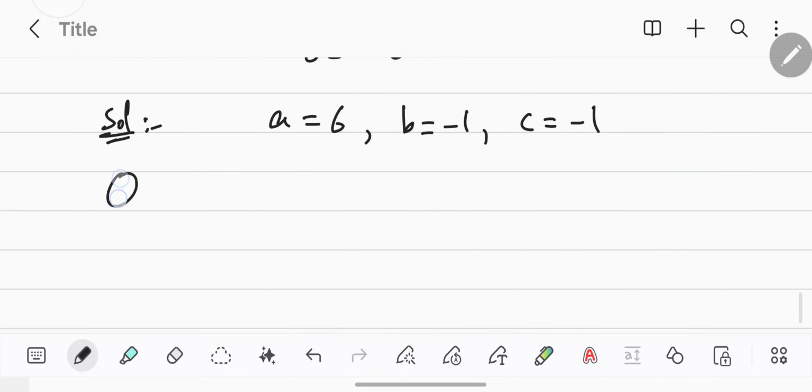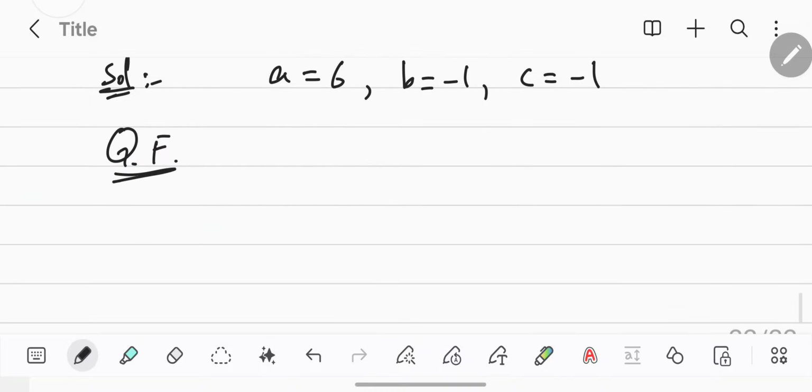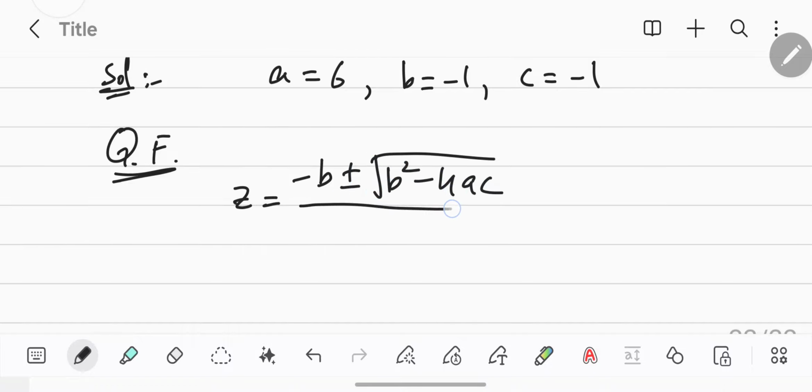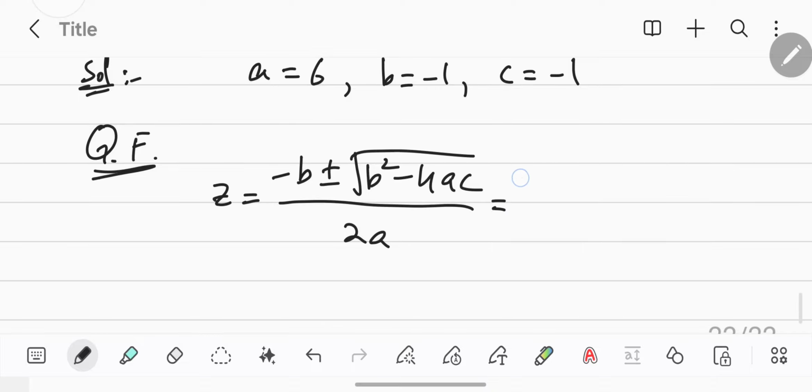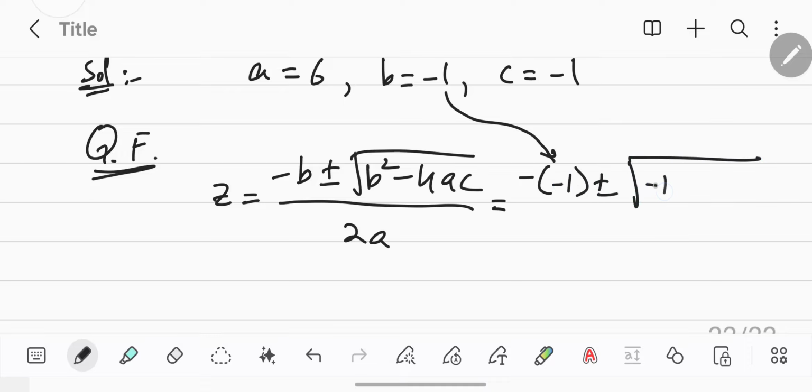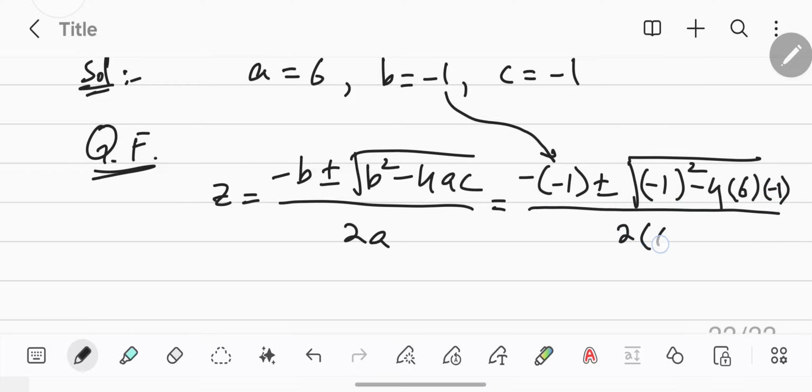Now you can use the quadratic formula. The quadratic formula is z is equal to minus b plus minus the square root of b square minus 4ac, over 2a. If you put the values, negative b is negative of negative 1, so plus minus the square root of negative 1 square minus 4 times a times c. a is 6 and c is minus 1, over 2a, 2 times 6.